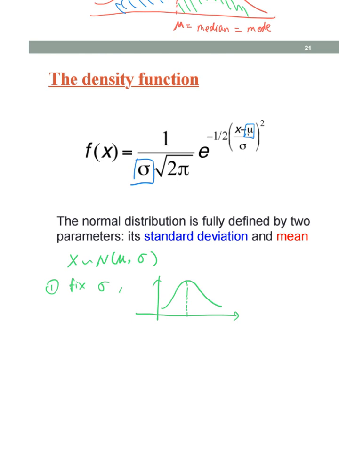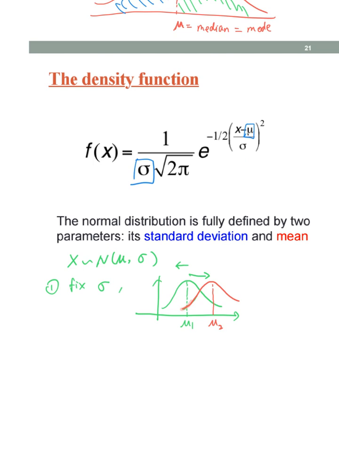the shape doesn't change. It has more or less the same shape. I will use another color. They have the same shape, and this is another mu. Say this is mu2 and this is mu1. If mu2 is bigger than mu1, it's a horizontal transformation. If mu2 is less than mu1, I also do a horizontal transformation to the other side.